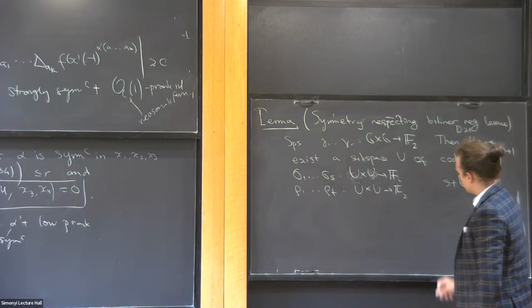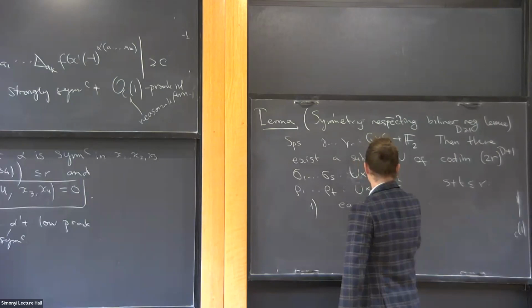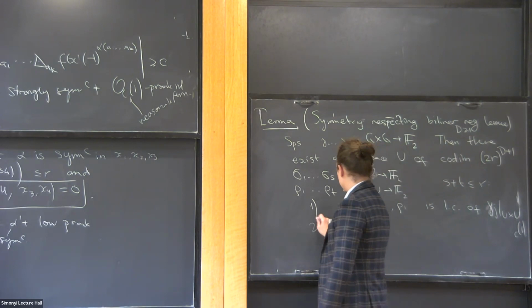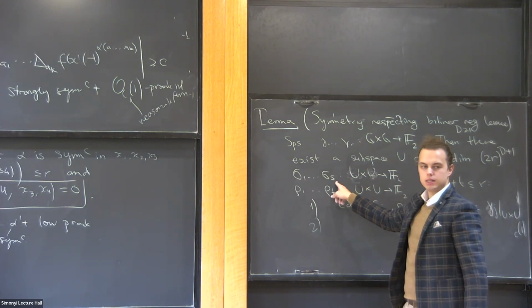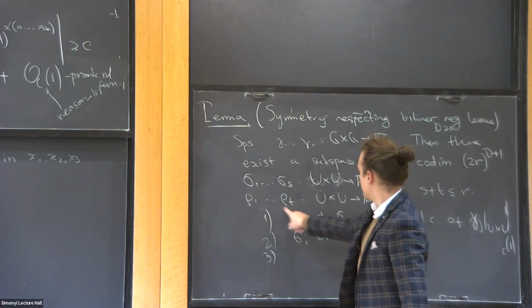And the conditions are the following. The first thing is, these are not arbitrary bilinear forms. They actually come from gammas. So each sigma i or rho i is a linear combination of gamma j restricted to U times U. But that's not the interesting one. Turns out that all these sigma i's are exactly symmetric. These rho guys are not symmetric, and rho should indicate that they are random-like.